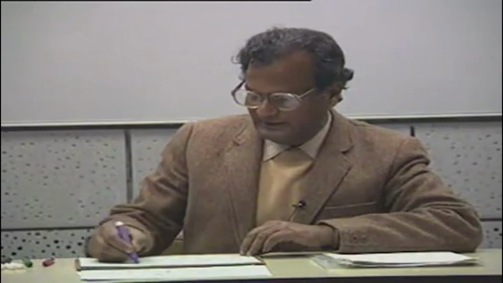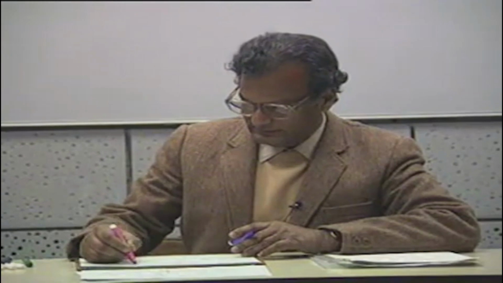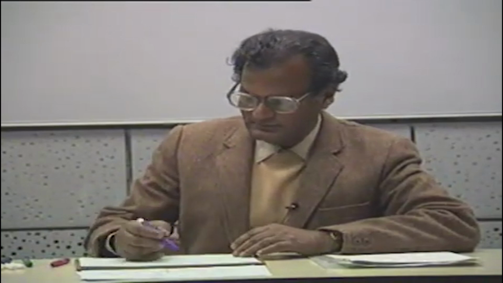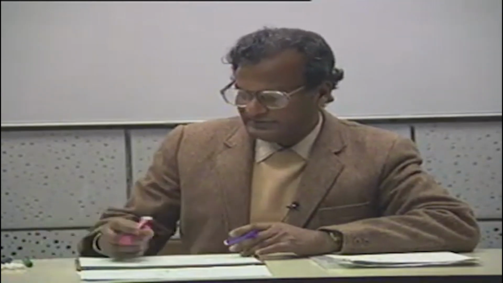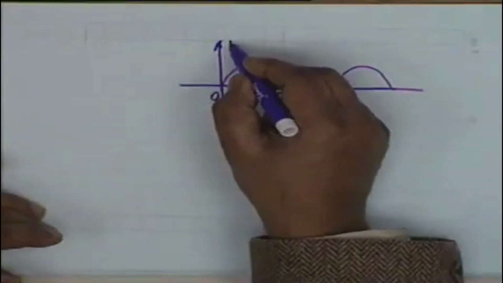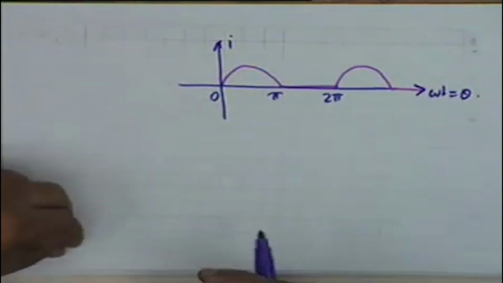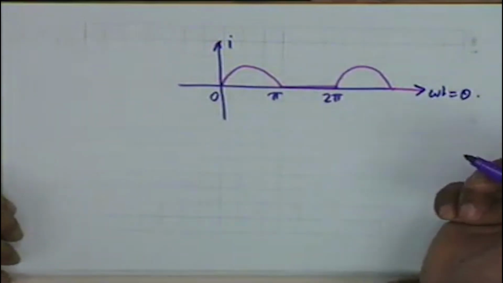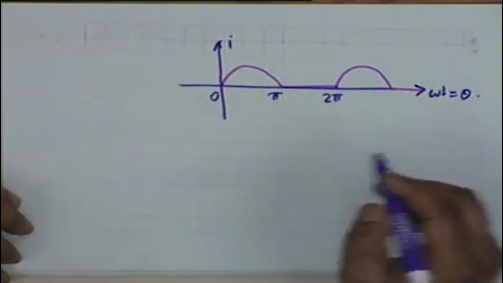Let me draw the waveform again. This is 0, pi, 2 pi. Our consideration can be limited to one period. This is I and this is omega t equal to theta. Notice we are not working in terms of t, we are making omega t the new variable, because this helps us in doing the algebra and the integration and so on.